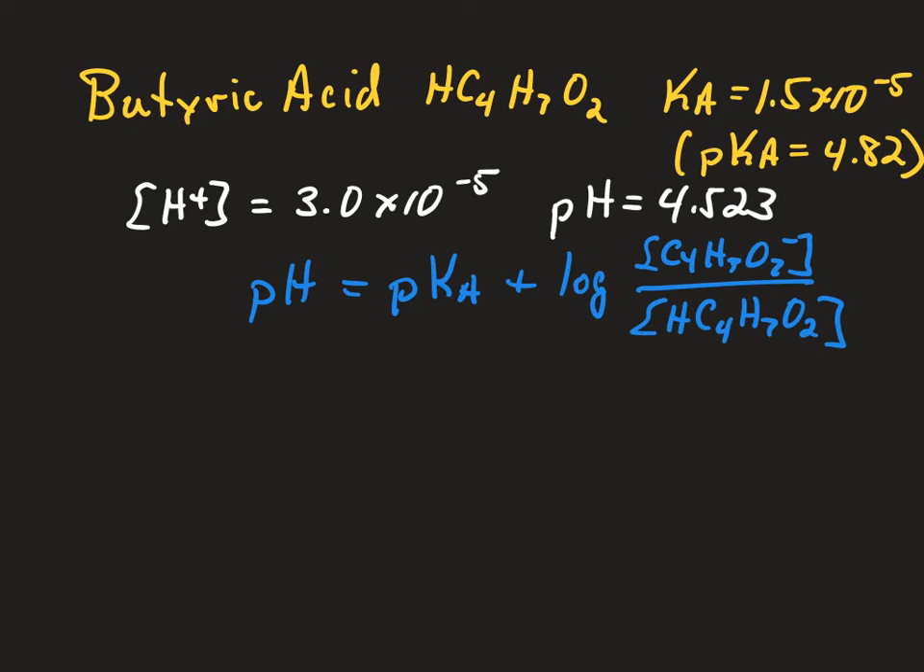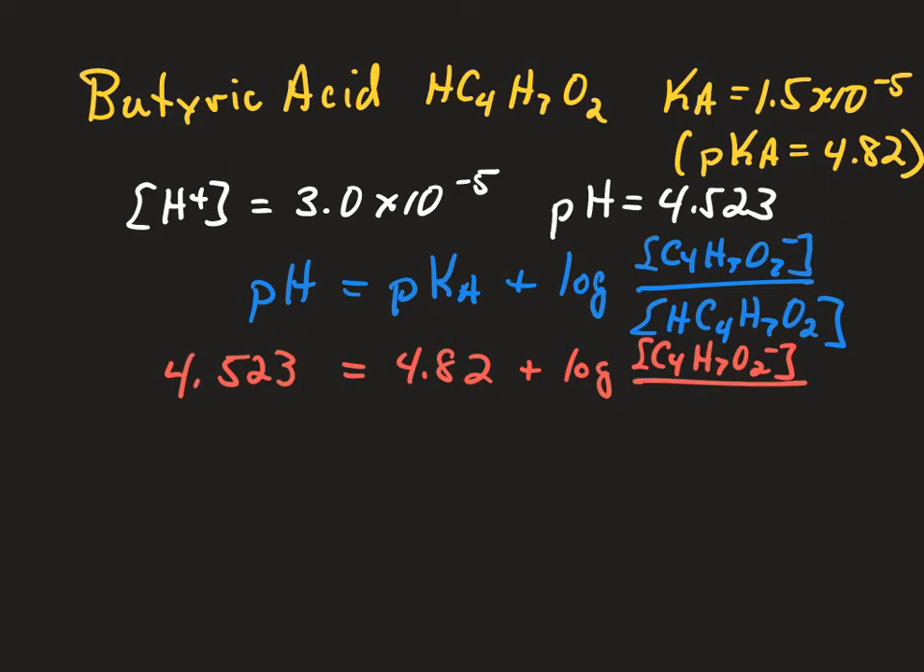Okay, so we've got that, so we can substitute in what we know. Our pH is 4.523. Our pKa is 4.82. And then we've got the log of our ratio of C4H7O2 minus, our butyrate ion, divided by our undissociated acid. And I say it that way to remind us it's not the initial concentration of acid, it is the undissociated acid after the system has reached equilibrium.